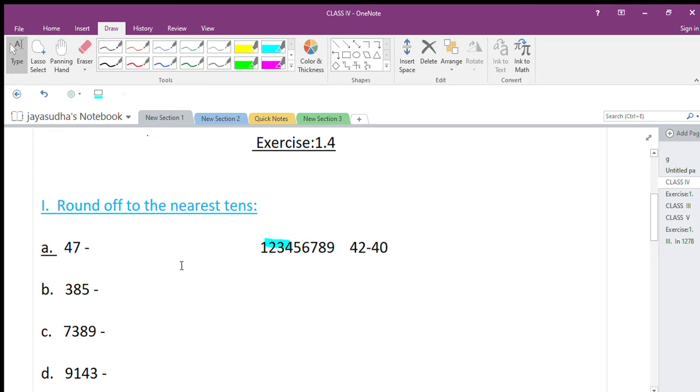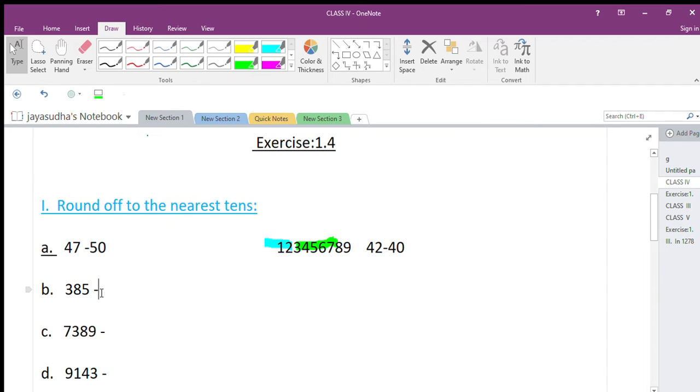But in this case, it is 5 and above. What do you do when it is 5 and above? Listen, if the ones place is 5 and above, you add 1 in the tens place. So 4 plus 1 is 5, and the ones place digit is 0. Are you understood children? Now move on to the next example.